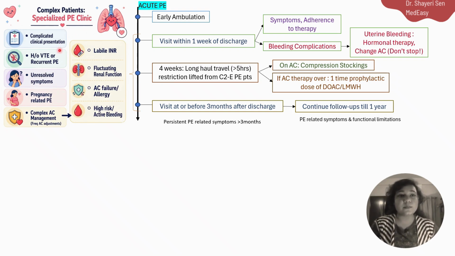These are the patients with a complicated clinical presentation or a history of venous thromboembolism or recurrent PE, unresolved symptoms, a pregnancy-related PE, or a complex anticoagulant management, meaning there is a requirement of frequent anticoagulant adjustment. This could be a dose adjustment or a change in anticoagulant class due to a labile PT INR, or a fluctuating renal function, or due to anticoagulation failure or allergy to an anticoagulant, or a high risk of bleeding or an active bleeding. So these patients are going to be followed up at a specialized PE clinic.